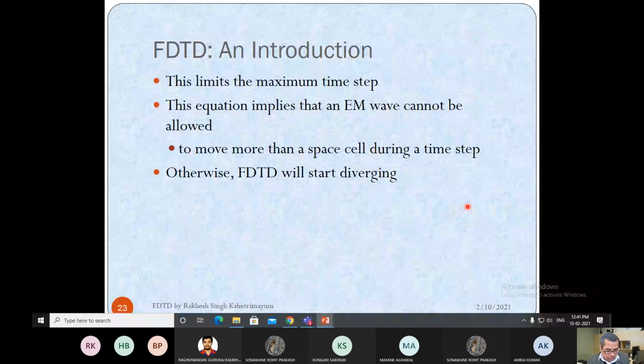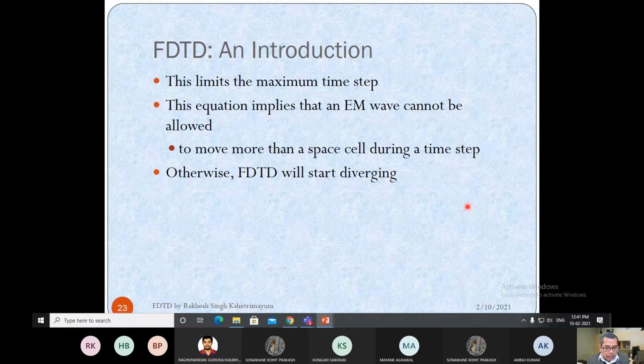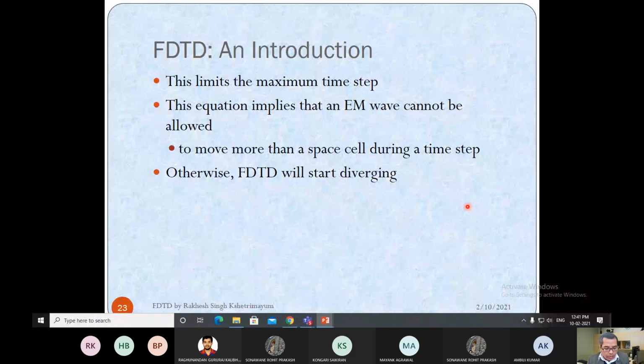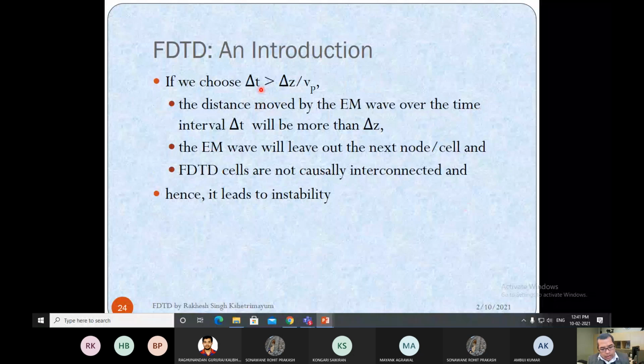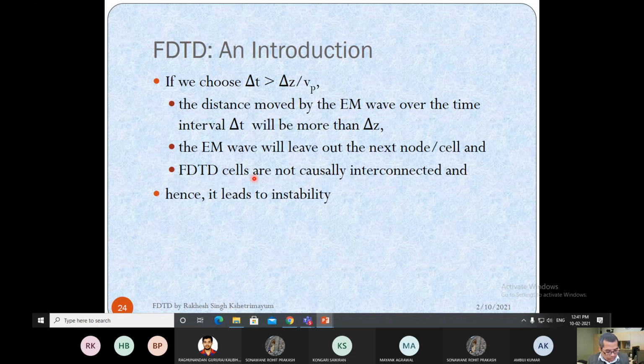But let's say, since you are doing a simulation, you take delta t slightly larger than that. In that case, your wave would have already gone to the next cell, and physically it's not possible. So that's why FDTD will start diverging. When you take delta t greater than delta z by v phase, the distance moved by the EM wave over the time interval delta t will be more than delta z. So in that case, your EM wave will leap past the next node or cell, and FDTD will not be causally interconnected, and it leads to instability.